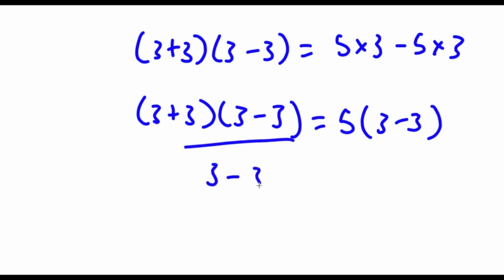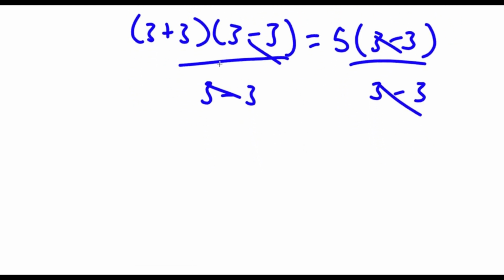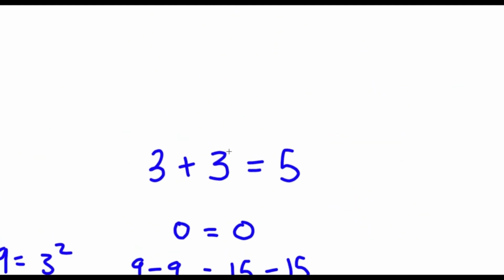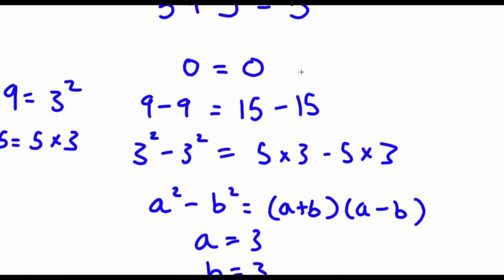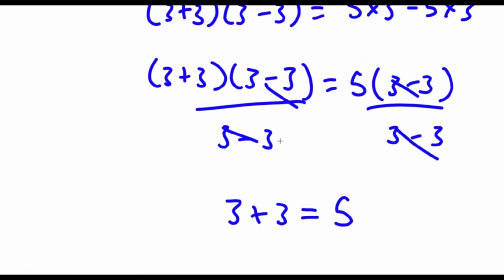Now, if I divide both sides by 3 minus 3, these two cancel out, and these two cancel out. So now I'll be left with 3 plus 3 is equal to 5. And as you can see, we just proved this to be right. 3 plus 3 equals 5.